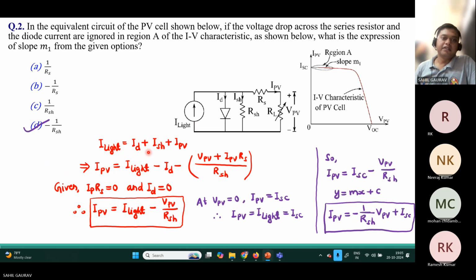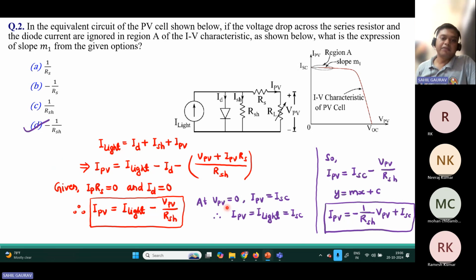So you have to find the slope M1 for this characteristic. For this, you just write the KCL equation for this PV cell. The KCL equation will be I light equal to ID plus ISH plus IPV. So IPV equals I light minus ID minus ISH, and ISH you can write from the KVL across this loop, which is (VPV plus IPV RS) upon RSH. It is given that the voltage across the series resistor is 0 and the diode current is also 0. Then you will get the equation IPV equal to I light minus VPV upon RSH.